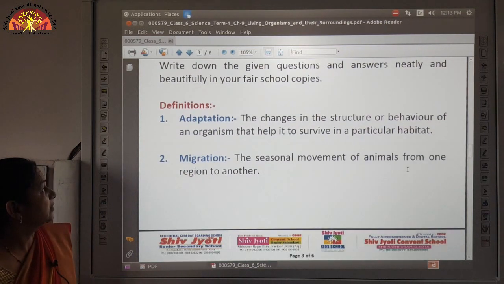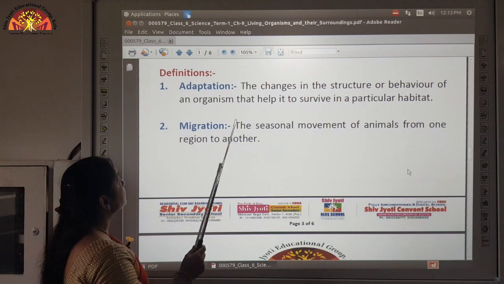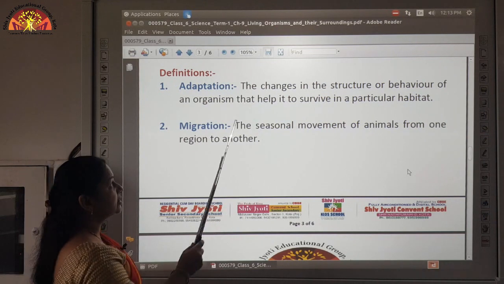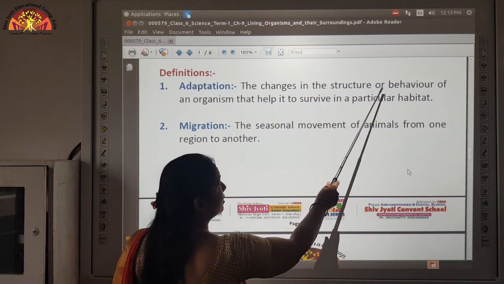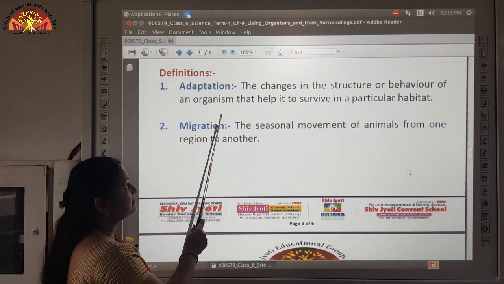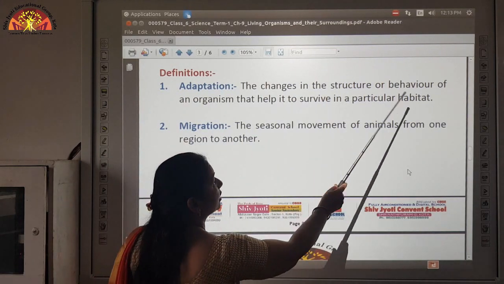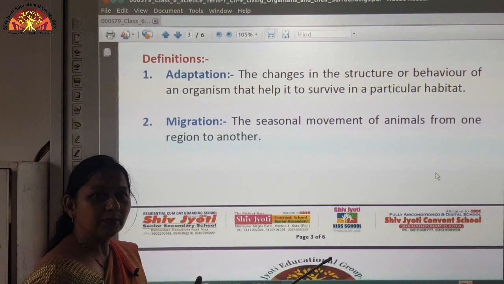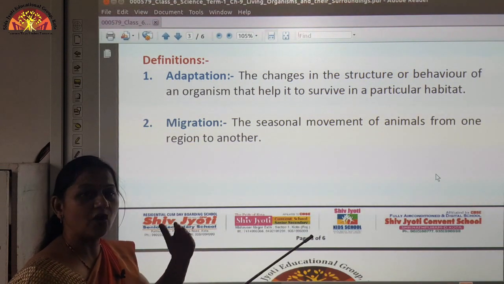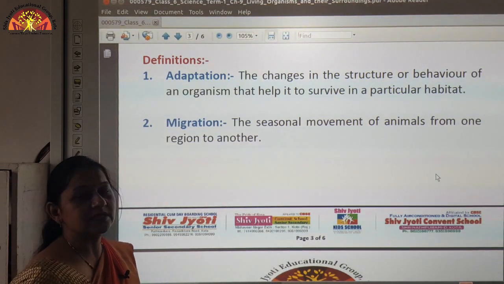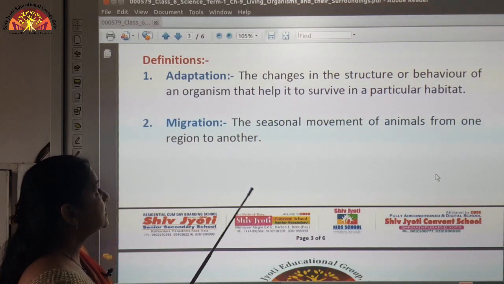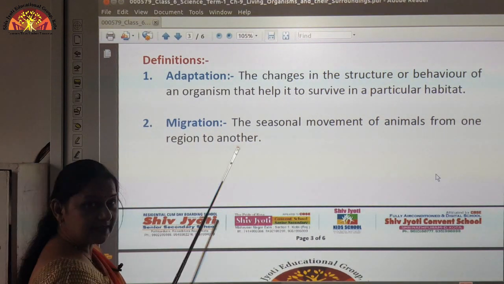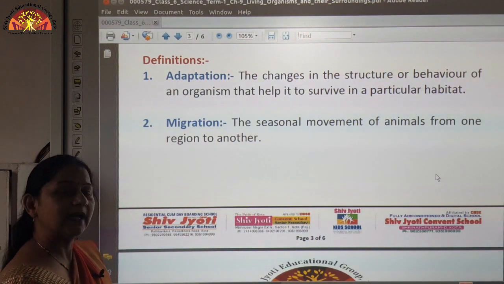Moving to the copy work, first we are going to discuss the definitions. The first definition is adaptation. What is adaptation? They are the changes in the structure or behavior of an organism that help it to survive in a particular habitat. Like the camel, it has long eyelashes and long legs so that the heat is not able to reach the body. So, these are the changes in the structure of the body of the organism so that it is able to live in that habitat.